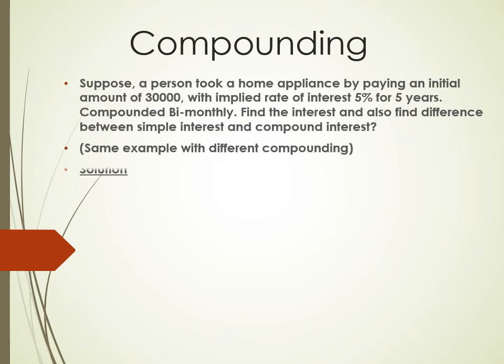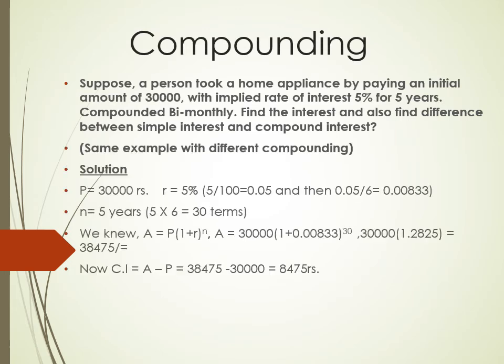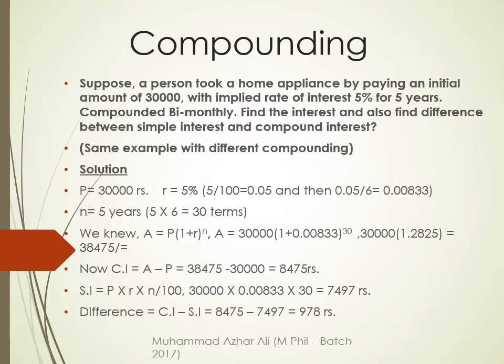Okay, now the third example, when the compounding is done bi-monthly, means after every 2 months. So we will take it like this: the principal amount remains the same, R will be 0.05, and then 0.05 divided by 6, because bi-monthly means 6 times in a year. So it will become 0.00833. So n is equal to 5 years, 5 into 6 is equal to 30 times.